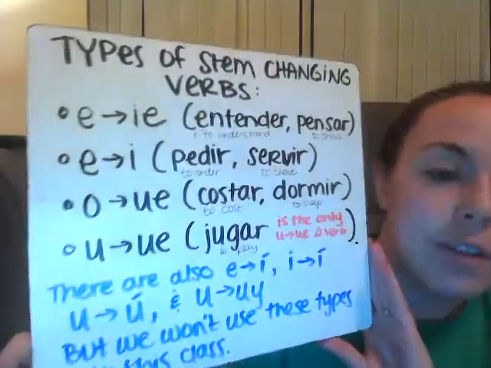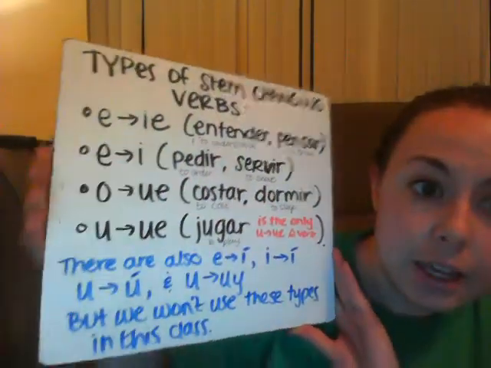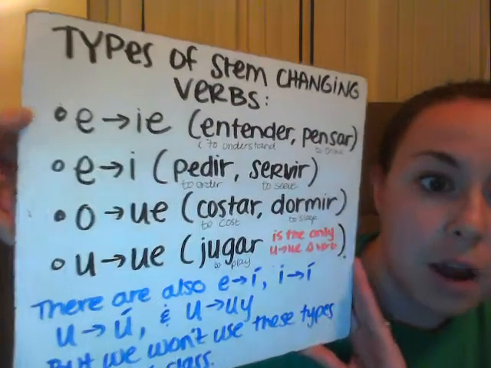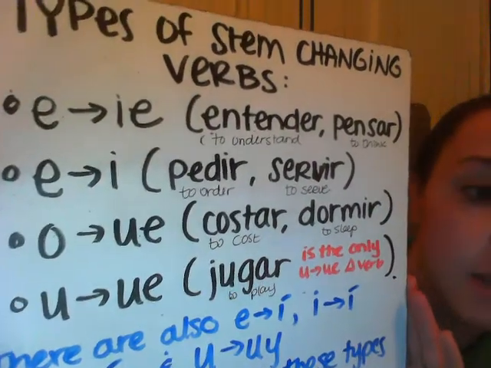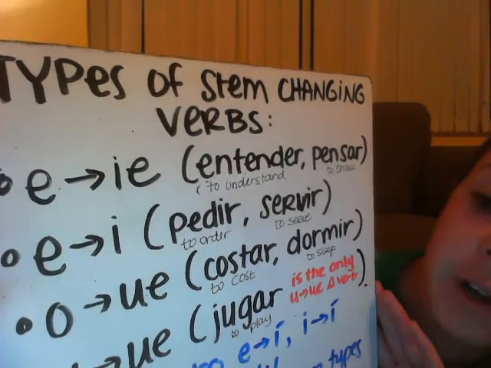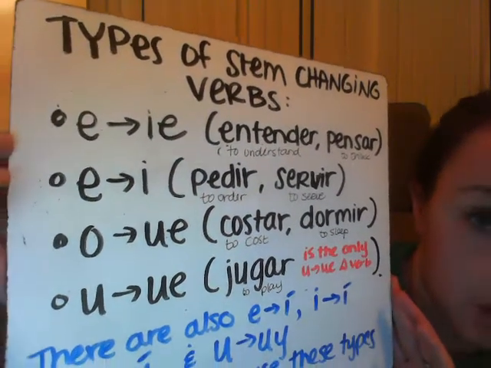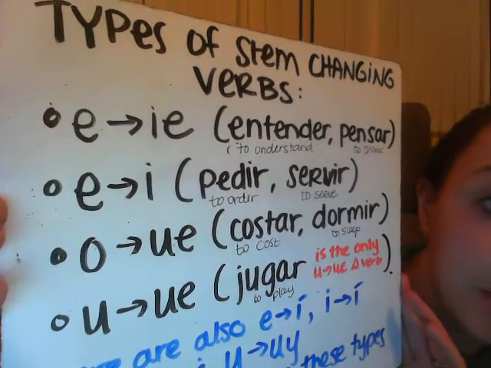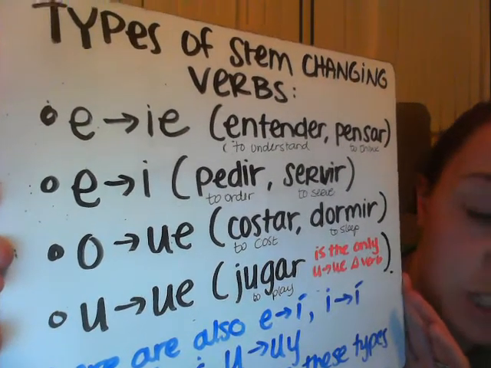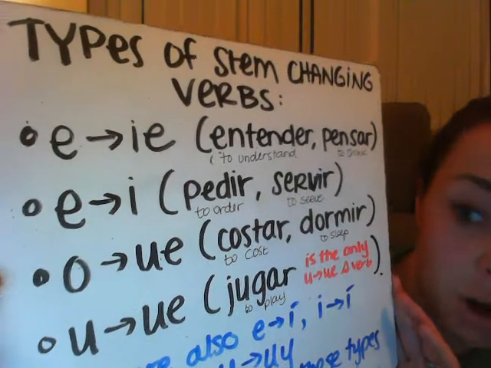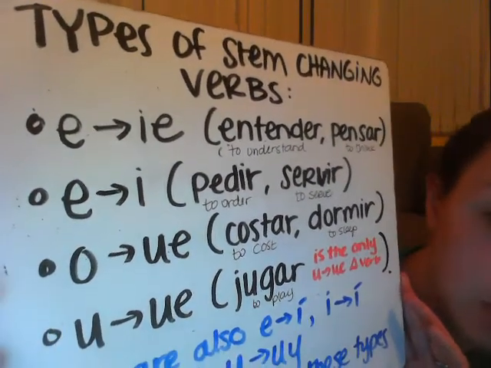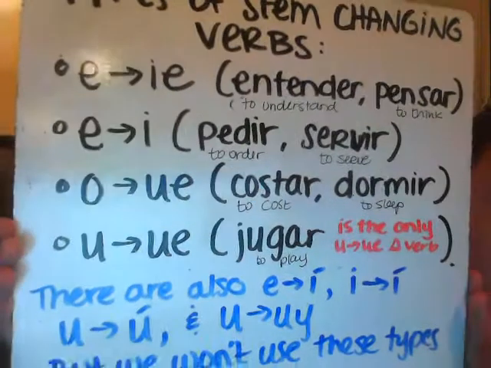Okay, so next we need to know what the types of stem changing verbs are in Spanish. What ones are we going to use this year? There are 4 types that we're going to use. E to IE is the one that we've been talking about, like pensar and entender, which is to understand. We also have E to I, which we'll do in our next unit. And actually, we're just going to start conjugating all the stem changing verbs, but pedir and servir are examples. O to UE is another type, from costar, which we'll talk about in a sec. And then U to UE, jugar is the only U to UE stem changing verb.